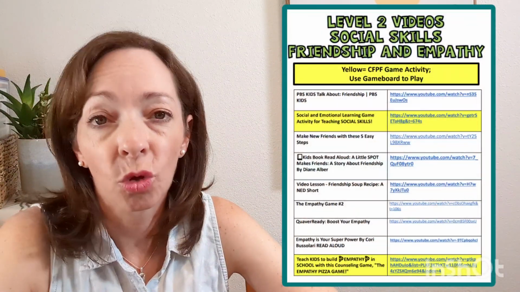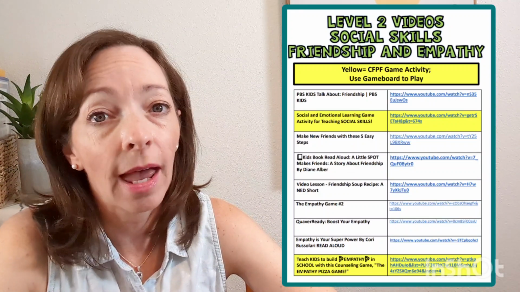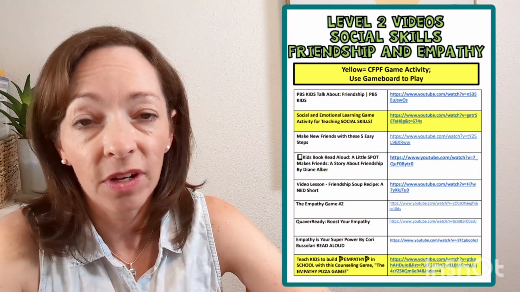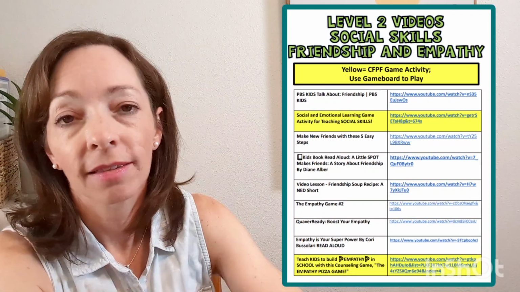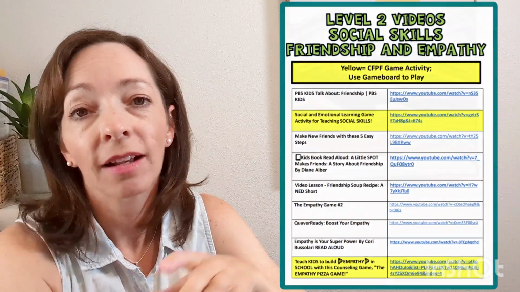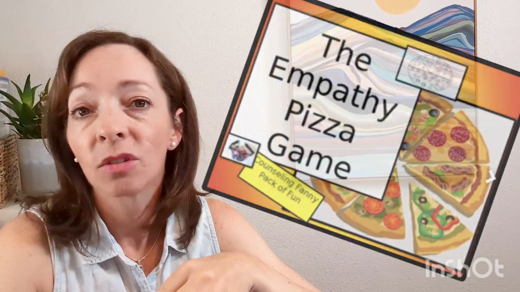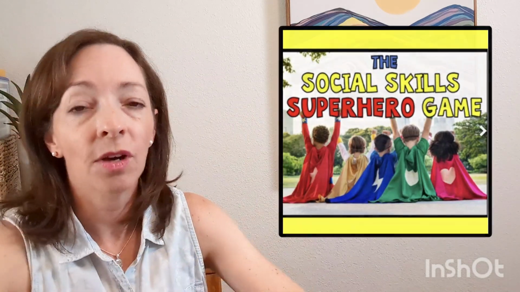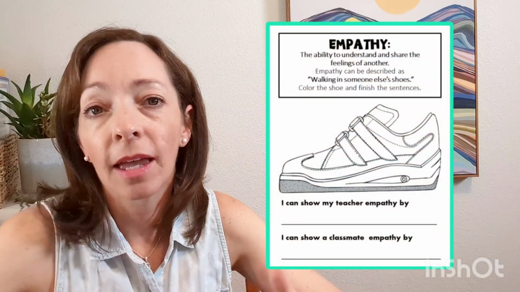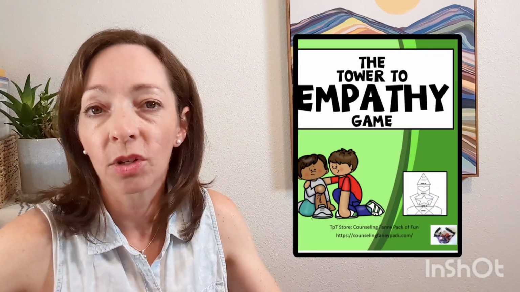Level 2 is a social skills themed level with a focus on friendship and giving others empathy. So there's a lot of activities and videos related to these 2 themes. 2 of the videos in this level are also from the Counseling Fanny Pack of Fun YouTube channel, and they are activities called the Empathy Game Pizza Game, and another one is the Social Skills Superhero Game. For those, there are printable cards for the students to watch the video and play the game as they go along. There's also an empathy worksheet, and a game called the Tower to Empathy that can be played whole class or in small group rotations.